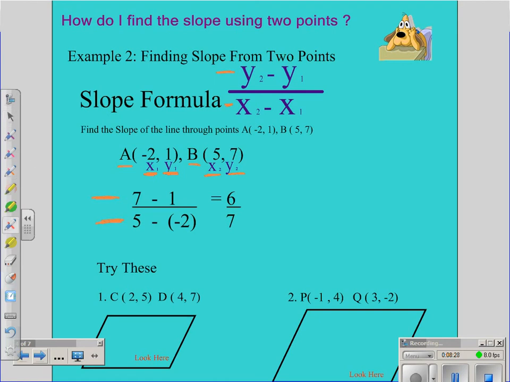So then I would say 7 minus 1, and I love arrows. I would really encourage you guys to use arrows to just make sure that you've included the right numbers in your formula. So I have 7 minus 1 on the top, and then I have 5 minus a -2. Notice that is a -2 on the bottom. And then, of course, that simplifies as 7 minus 1 is 6, and then 5 plus 2 on the bottom, or 7. So the slope of this particular figure would be 6 out of 7.